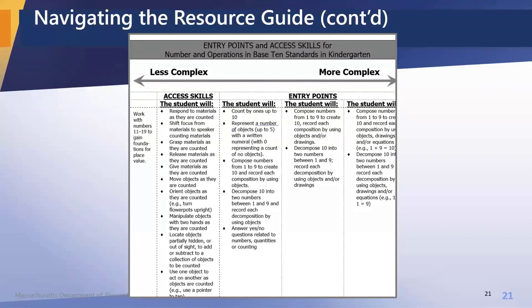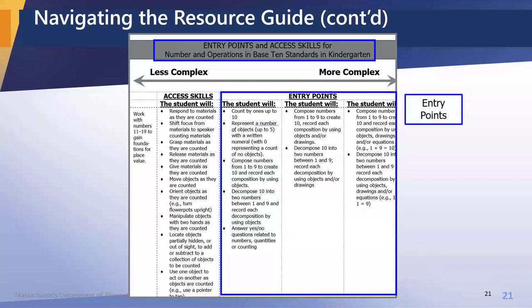This is a sample of our entry points and access skills. So you'll see on the top, it says exactly that, entry points and access skills. And in this case, it's number and operations in base 10 in kindergarten. But wait, we were just at grade 5. Well, this is the beauty of it. You may have a student that is in grade 5, but even the entry points at grade 5 are too challenging. So you have to keep spiraling back until you can find the entry point that meets your student's needs. Now, I'll show you something that's going to help narrow it down for you, but for now, just know how this works.